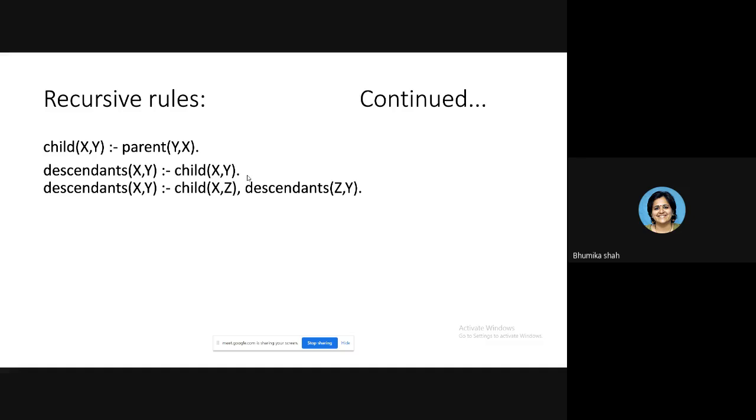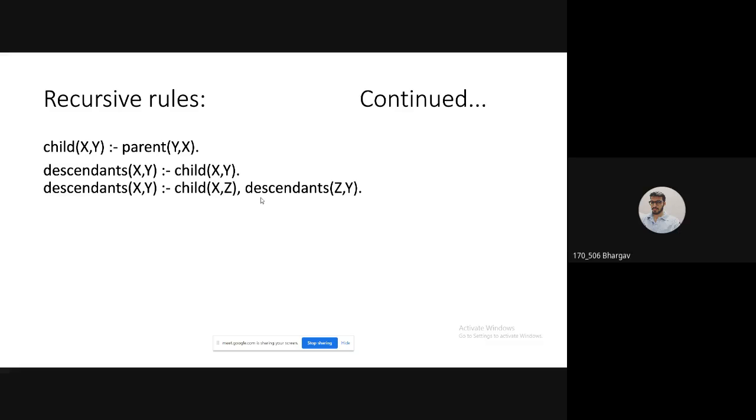Unless you reach the terminating condition, it will keep on recursively calling the descendant rule. Are you getting this, everyone? Yes or no? If you have understood ancestor, this should be clear. Yes or no, anyone?